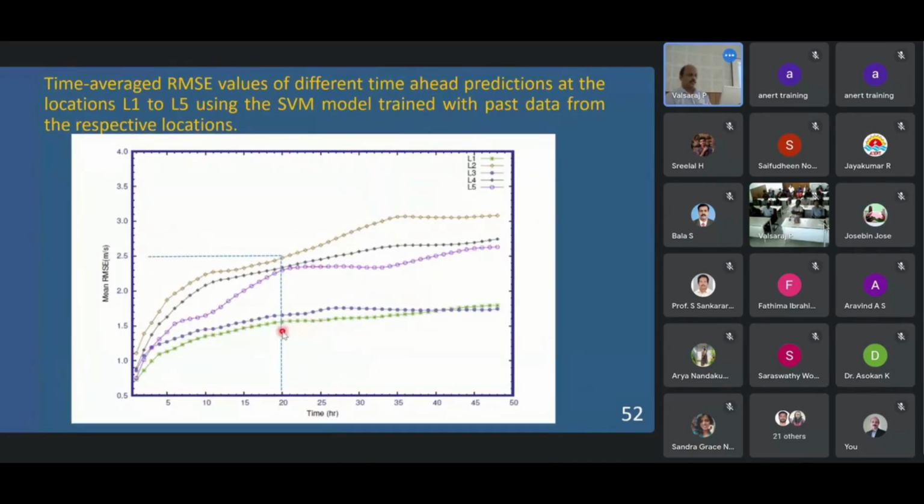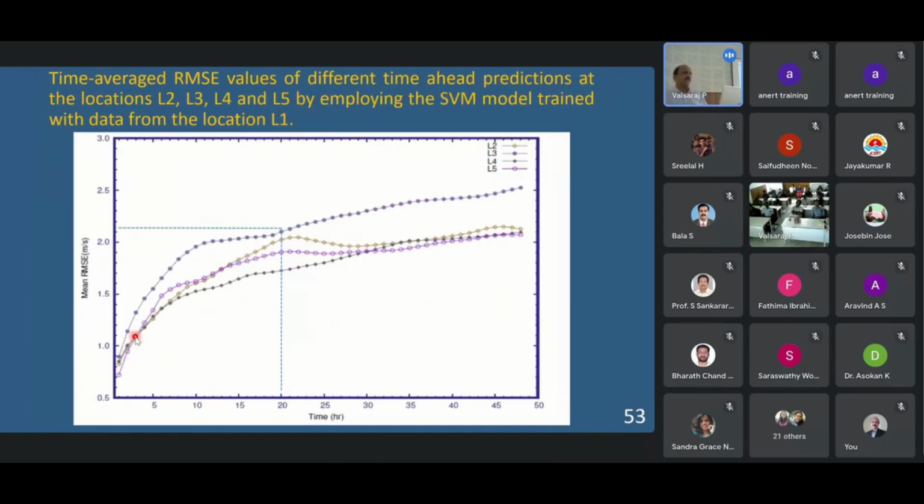And these are different time-ahead predictions using the model trained at L1 and tested at L1 itself, L2 at L2 itself, like that. The delay and root mean square errors are shown here. You can see from this graph, if you take 20 hours ahead, for example this one, that is at location L1, up to 20-hour-ahead predictions will come with RMSE below 1.5. This graph is used for that.